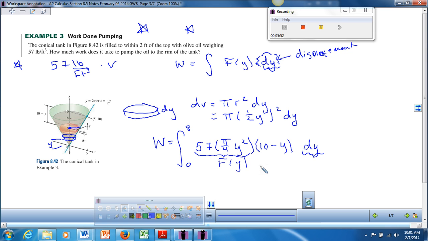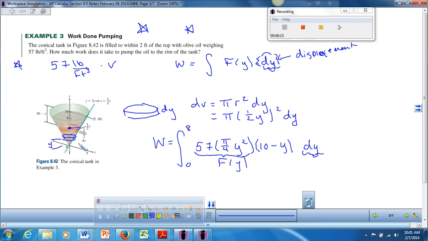Why did we do the 8 and not do the 10? Because you need to think about the slabs that we're moving. The slabs that we are moving only exist right now from 0 up to 8. And then the 10 minus y takes care of how far we have to move each slab. I'm a little confused about where the 10 minus y is coming from.